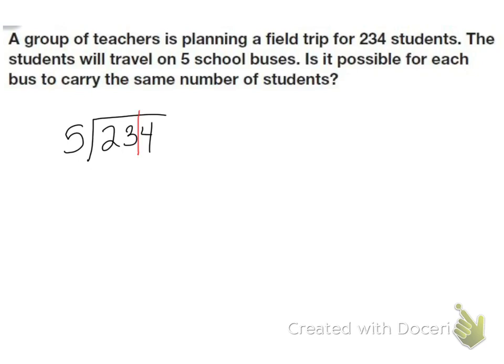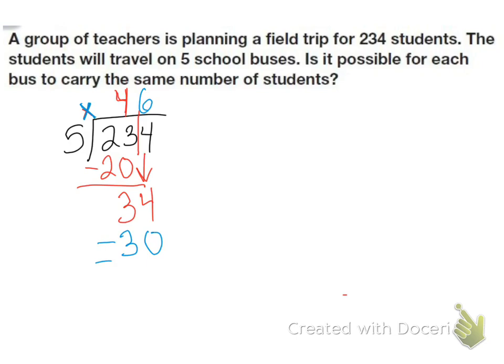23 divided by 5. Okay, so I know that 23 divided by 5, I know 5 can go into 23 4 times. And then I do 5 times 4, and that's 20. Then I subtract. 23 minus 20 is 3. And then I bring down the next number. Okay, now I divide 34 divided by 5. Well, I know that 5 can go into 34 6 times. 5 times 6 is 30. I subtract, and I have 4 left over.